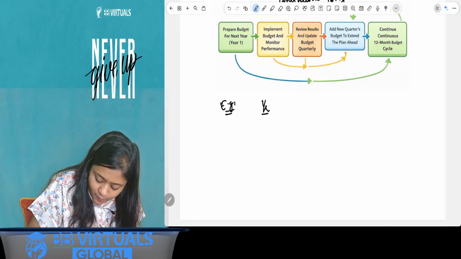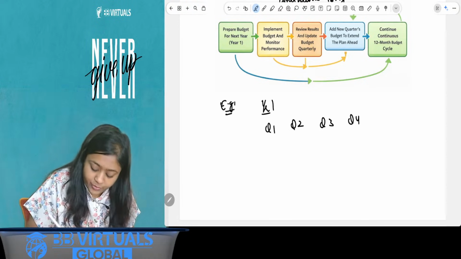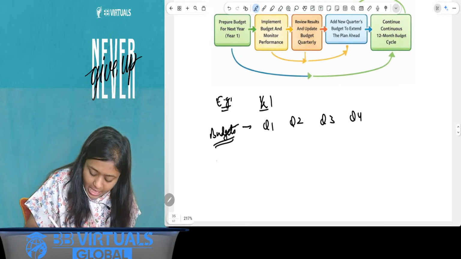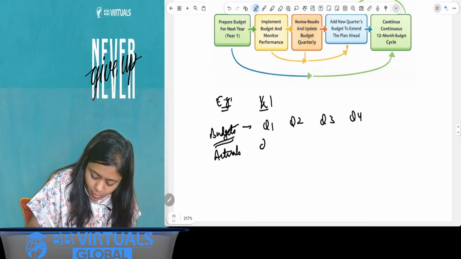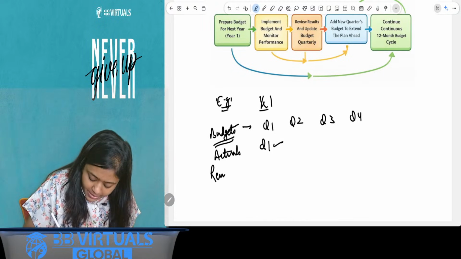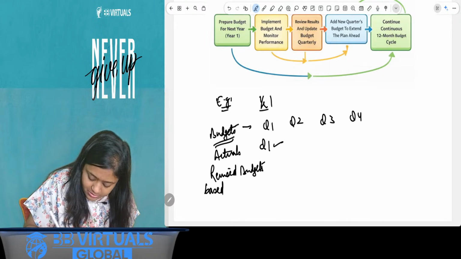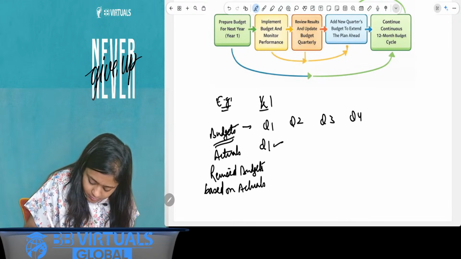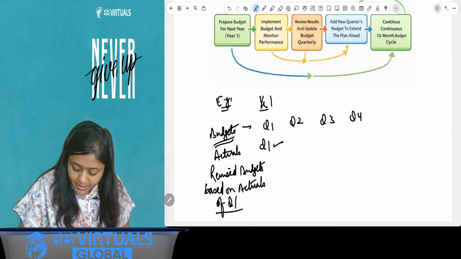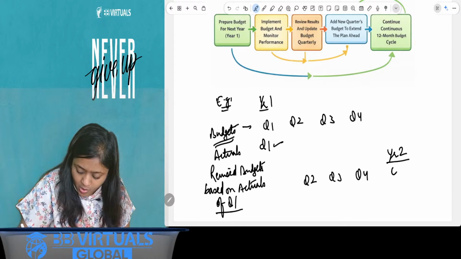So let's say you have year 1, quarter 1, quarter 2, quarter 3, quarter 4 data, and for this we have prepared budget. Okay, now actuals have taken place for quarter 1. Once you have actuals taken place for quarter 1, now you will prepare the revised budgets based on this actuals. And for which quarters you will prepare now? I will prepare revised budget for quarter 2, for quarter 3, for quarter 4 and year 2, quarter 1.